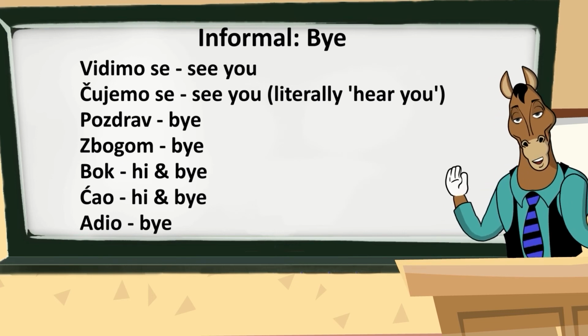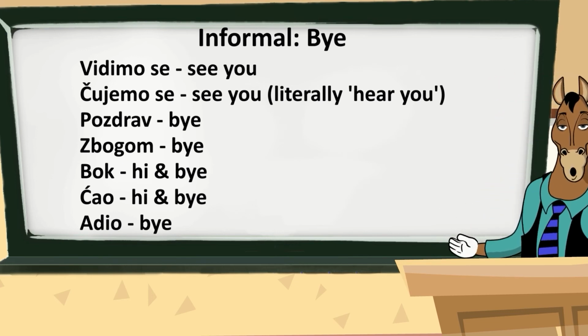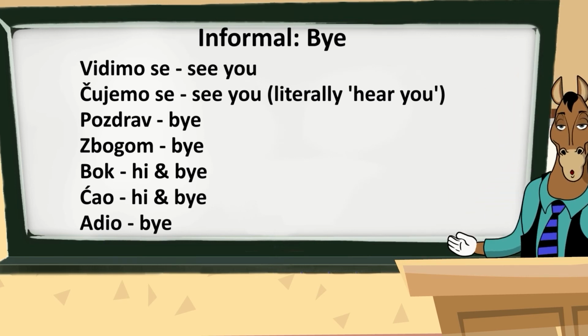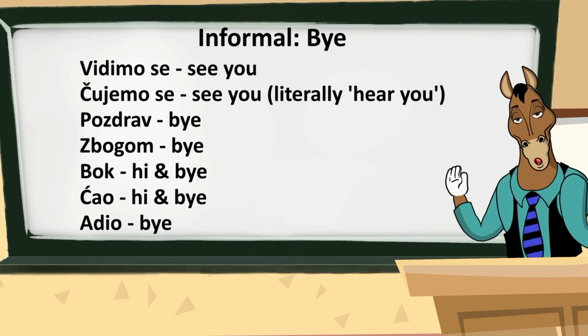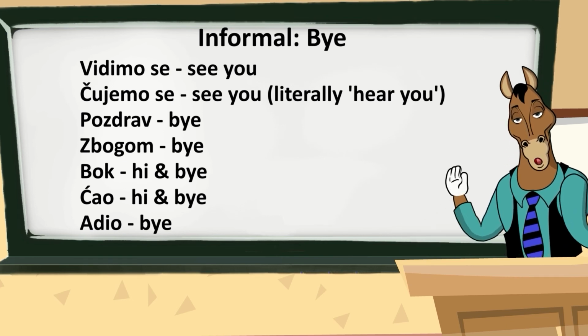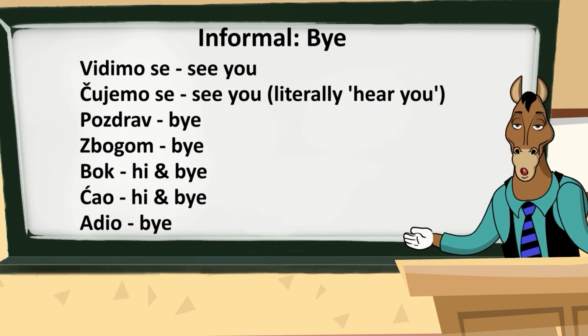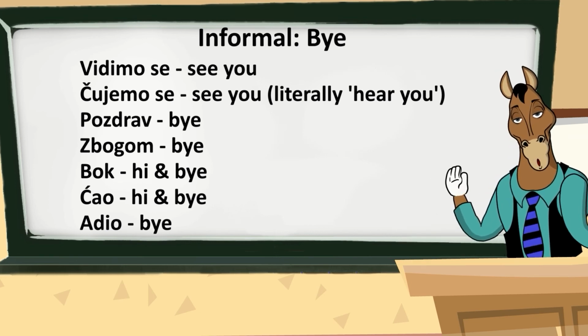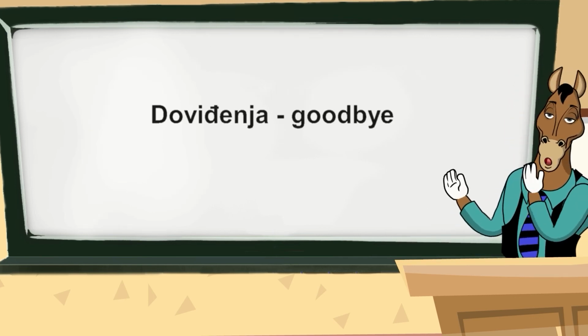To friends and family, you can use bok, hello and goodbye, ciao, hello and goodbye, adio, and again, these will be heard more in some areas than others because of the regional differences. Another one I have heard on TV used in an informal setting is a short form of do viđenja, just đenja. So, saying goodbye in most situations, you would use do viđenja.